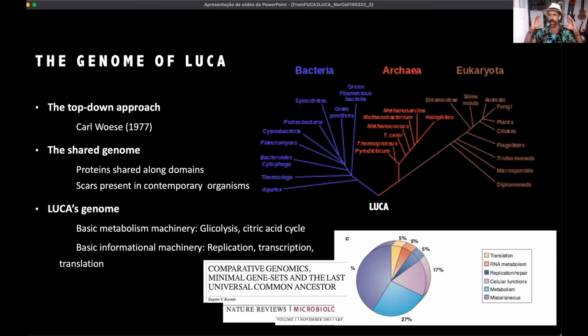So all the time people are trying to do comparative genomics with this top-down approach, just taking all the genes from all the genomes and going back in time and seeing what should be shared between all these organisms. And they found in lots of papers that Luca's genome already presents a basic metabolism machinery. It was capable of glycolysis, the citric acid cycle, and many basic biochemical routes. Most importantly, Luca was capable of the basic informational machinery: DNA replication, transcription, and translation.